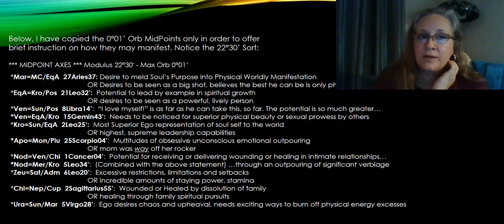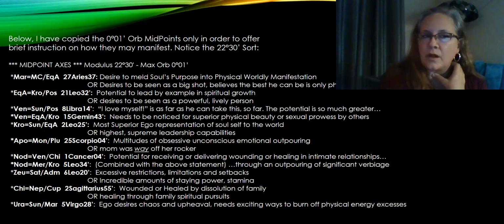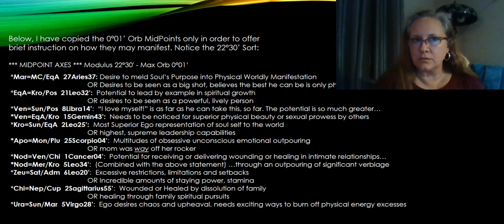So below, I've copied those tightest midpoints and tried to read them to see what we would come up with. Just basics, nothing too outrageous. So the first one is the Mars equaling the midheaven and the equatorial ascendant, and that just happens to be at 27 Aries. And when I read these, I will always tie the flavor of the sign and the house to them, because they'll inform the end result. They will, for sure. We know that.